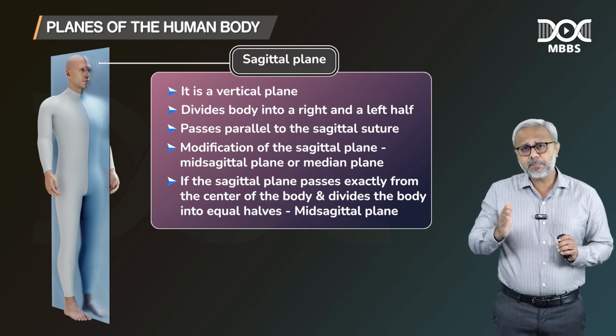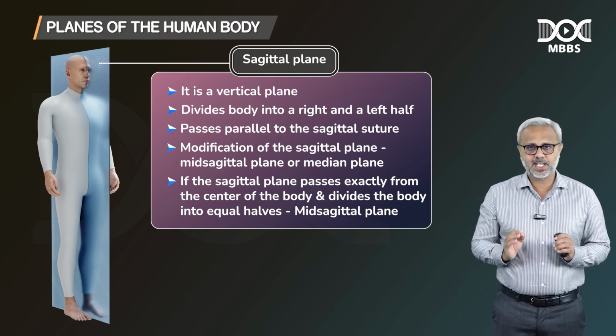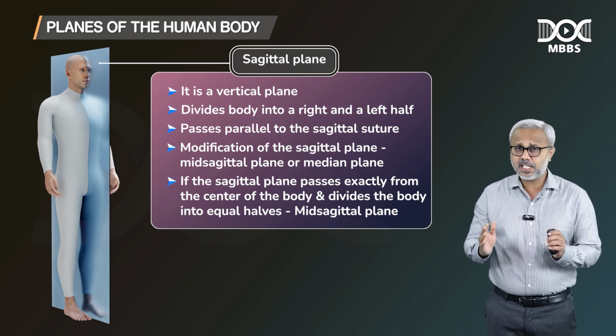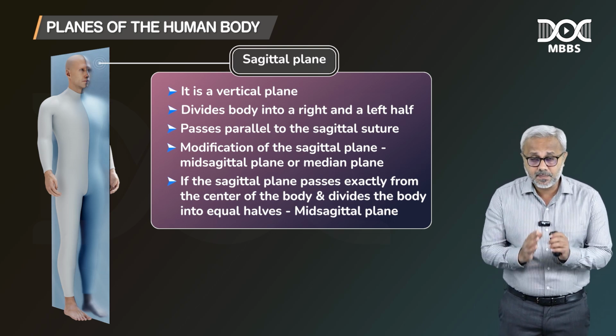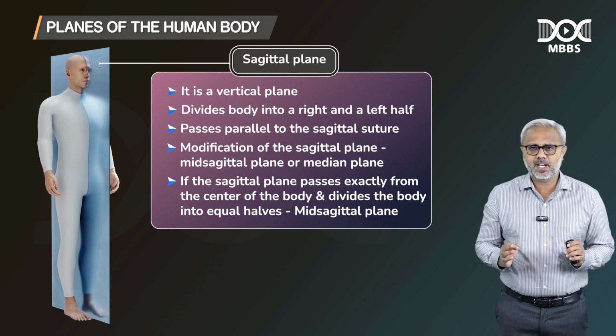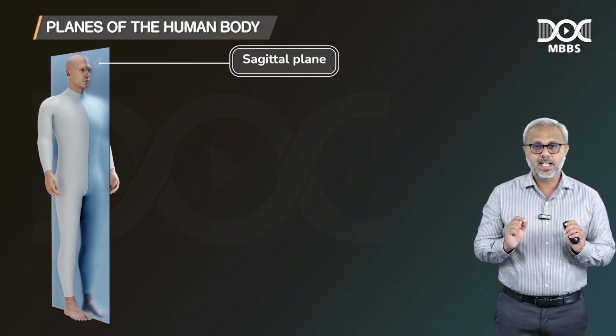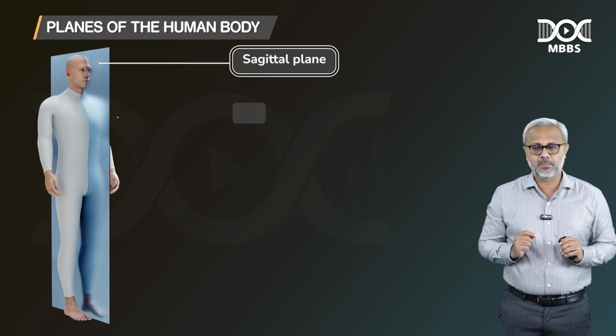Sagittal plane could be parallel to the mid-sagittal plane. Are we clear? Sagittal plane can divide the body into unequal right and left halves. If it is dividing the body into equal right and left halves, we call it the mid-sagittal plane. Are we clear? Right. The next important plane we have is the coronal plane, right?